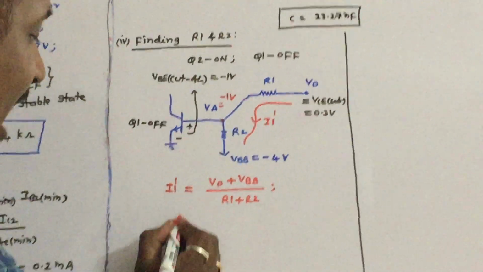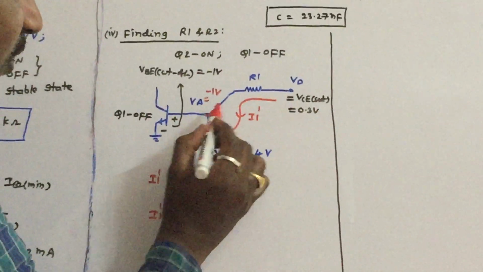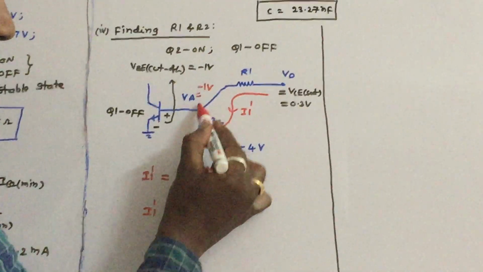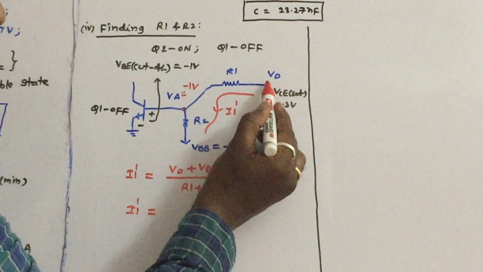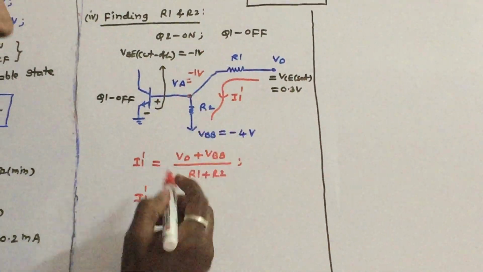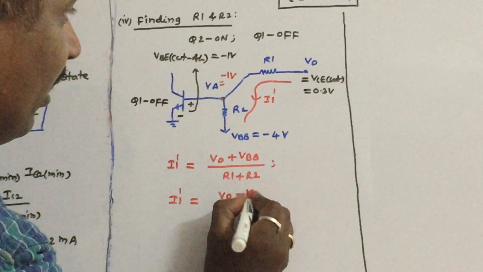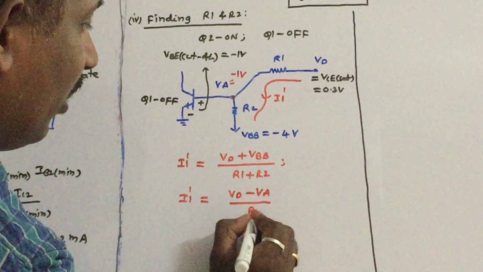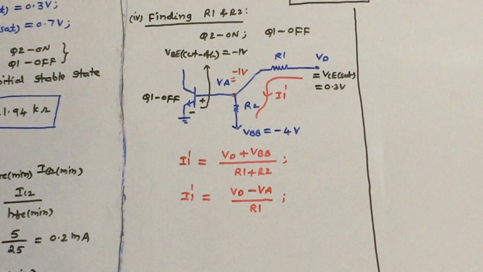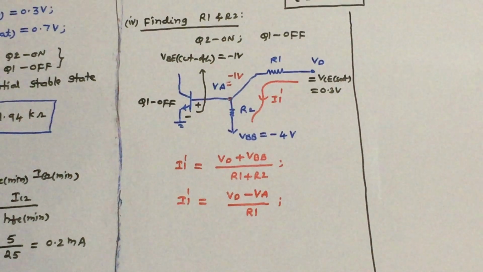And I1 dash from the problem, because it is the same branch, I1 dash in the problem is also equal to VD minus VA by R1. So these points are very important. VD minus VA by R1. So equate these two currents, because these two currents are the same, since it is the current in the same branch.